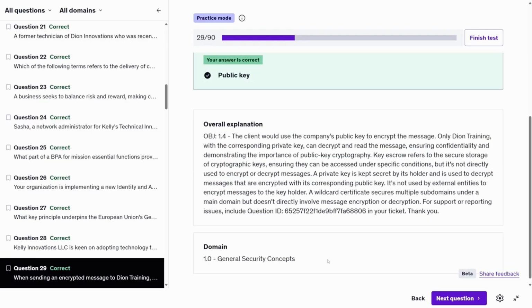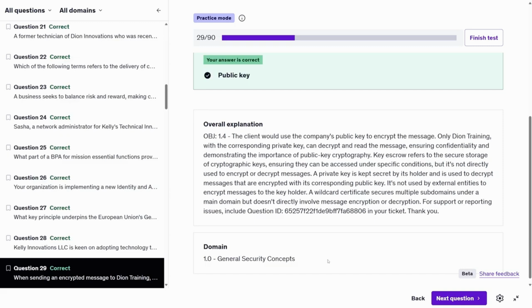Only Dion Training with the corresponding private key can decrypt and read the message, ensuring confidentiality and demonstrating the importance of public key cryptography. Key escrow refers to the storage of cryptographic keys, ensuring they can be accessed under specific conditions, but it's not directly used to encrypt or decrypt messages.